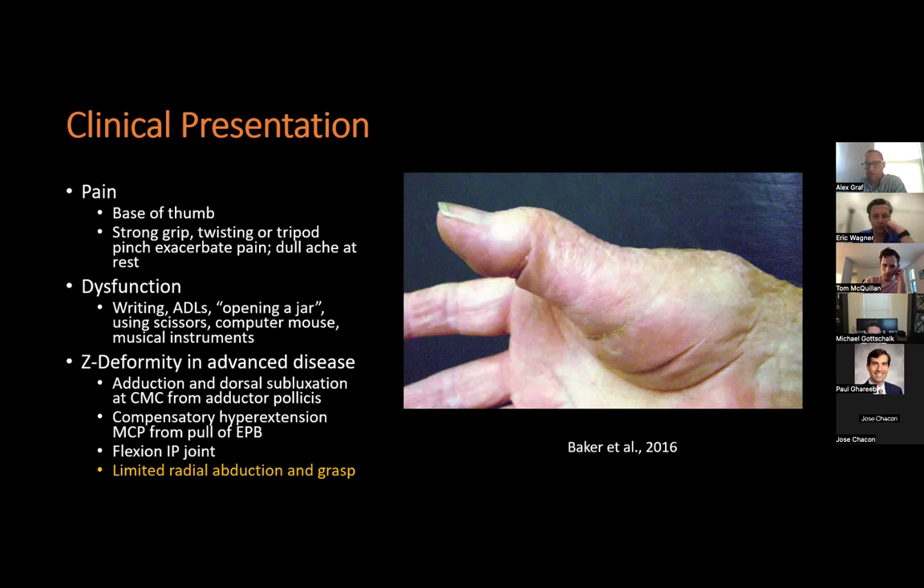So most patients are going to complain of pain at the base of the thumb. For the older patients, it's opening a jar, it's pinching. Early on, they're not going to have an obvious deformity. And I think it's important that there's a high incidence of carpal tunnel and other pathology in the hand. So you can't just rush to CMC and stop there. You really have to examine everywhere. They'll complain of difficulty with fine dexterous tasks like writing and scissors. And over time, for advanced disease, you'll see the Z deformity, which is a product of adduction and dorsal subluxation from the adductor pollicis, and then compensatory hyperextension from the pull of the EPB.